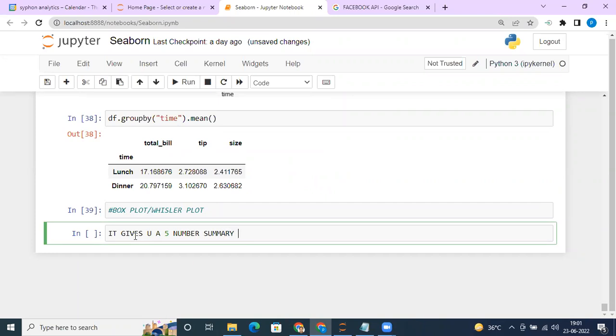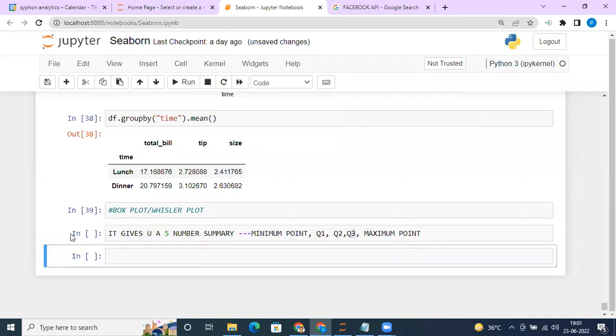5-number summary. What are those 5 numbers? Those 5 numbers are your minimum point, your first quartile, that is 25 percentile, your second quartile, that is your 50 percentile, third quartile, that is 75 percentile, and the maximum point. So it gives you 5 things: minimum point, first quartile, second quartile, third quartile, and maximum point.